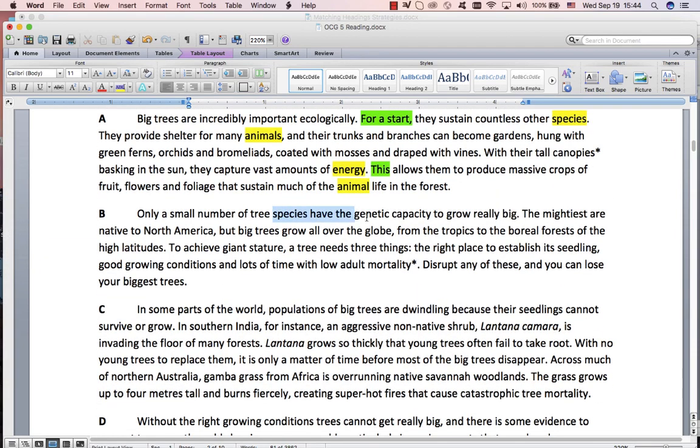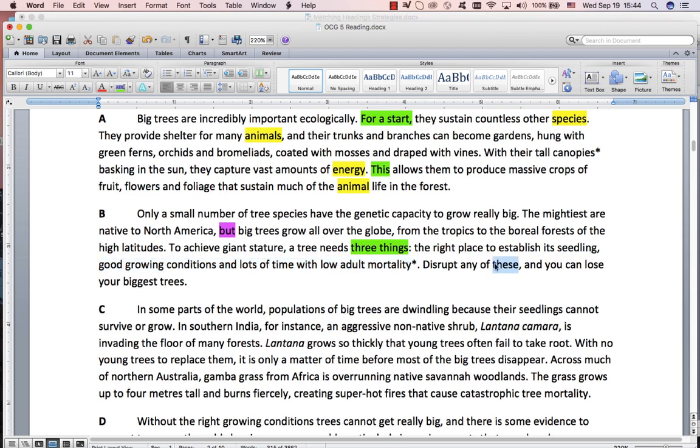Small number of trees, the capacity to grow big. We can read that because we've read it before. The mightiest, but, notice the but. It's good structural language. No. A tree needs 3 things, very important. There is some very important structural language. 1, 2, 3. All right.